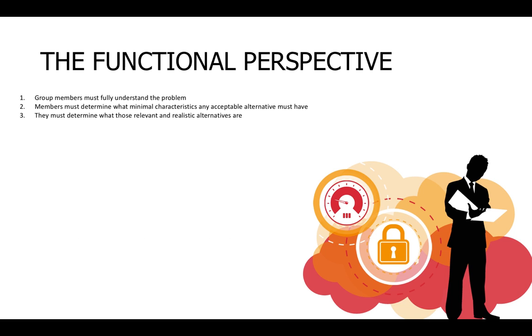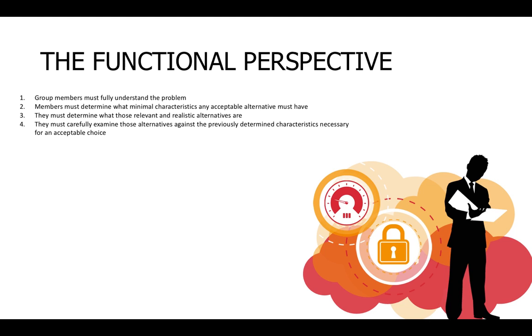3, they must determine what those relevant and realistic alternatives are, they being the members. So as you're analyzing any acceptable alternatives, plan for the worst. If we can't accomplish what we want to accomplish, what should we do? Have a backup plan. That's really what this functional perspective is about, having a backup plan.